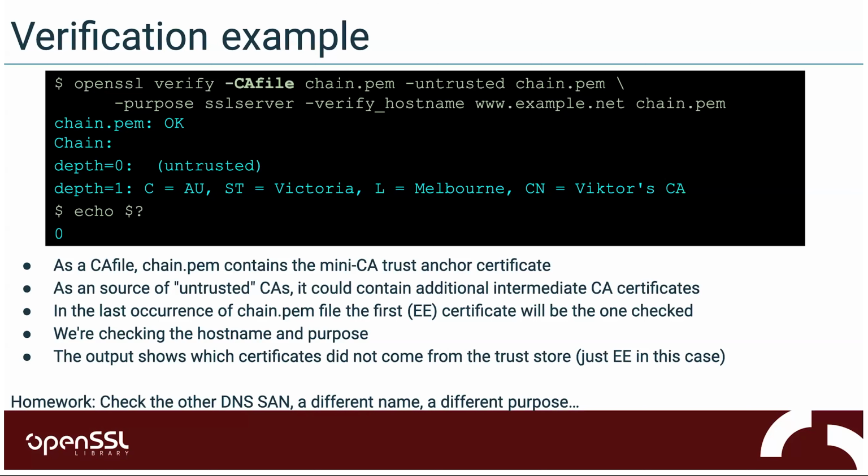You can test a different purpose. You can try something other than SSL server and see that it'll probably be rejected because the certificate was narrowly defined just for being a TLS server. And you can try various other combinations and verify. If you leave out the CA file option, it probably won't verify because our mini CA probably isn't in your system-wide trust store. In this case, you can leave out untrusted because we have no additional intermediate certificates to add. So even though I put the chain in there, it's redundant in this one example because our trust anchor is the direct signer of our identity certificate.